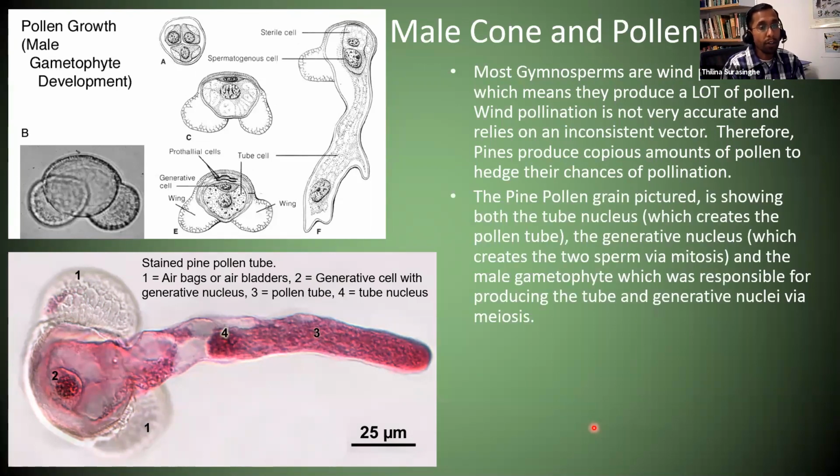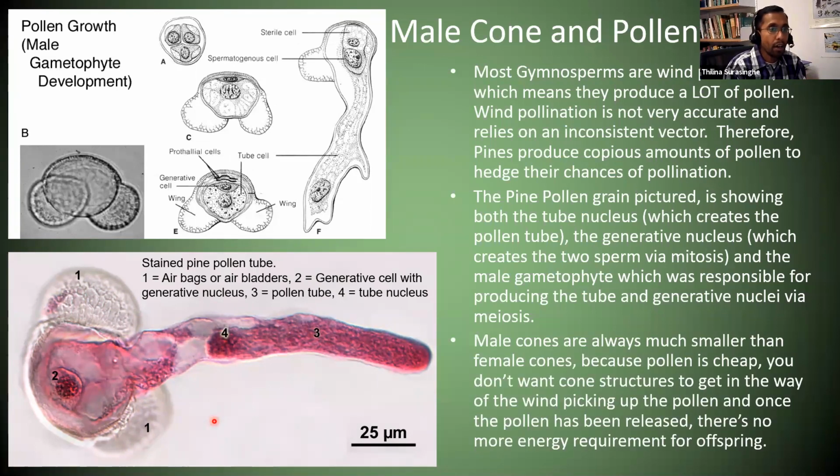The pine pollen grain in this picture is showing the tube. This is the actual tube, and inside that you get the tube nucleus, and that tube is produced by the tube cell. Then you see over here the generative nucleus and the generative cell that is responsible for producing the actual sperms. And then on either side you get the air bladder that helps to suspend the pollen in air.